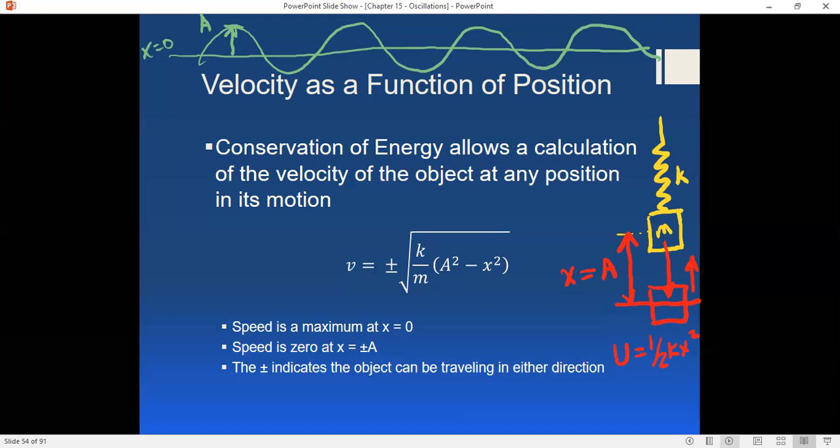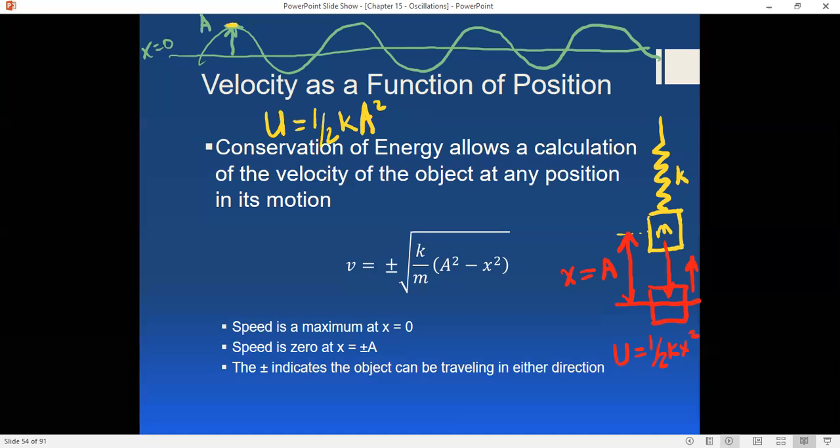I can use calculus to do this, to do it as a function of time. But let's get away from that. How fast is it going at any position? Well, think about this. When it's up at this point, all the energy is potential. It's 1/2 k x squared. x is equal to a. So we say that's 1/2 k a squared.